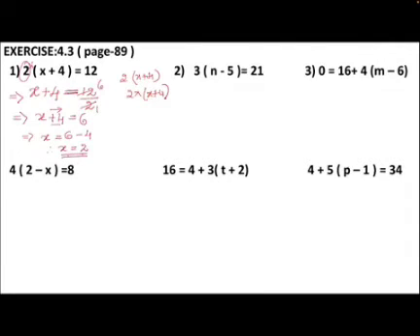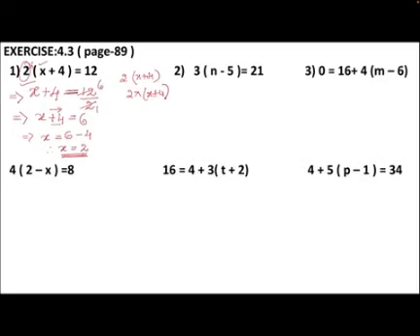Children, I hope you understood. I am repeatedly telling you that you need to get your variable independent. So whatever is attached with the variable, shift it to the other side and make x or the variable independent. So what did I do? First I shifted 2 to RHS denominator. Then I shifted 4 to RHS and the value of x is 2. Final answer is 2.